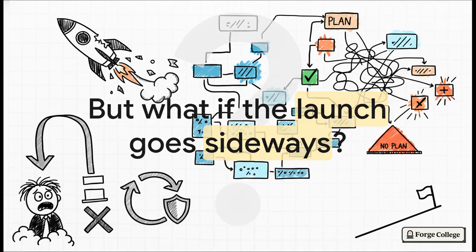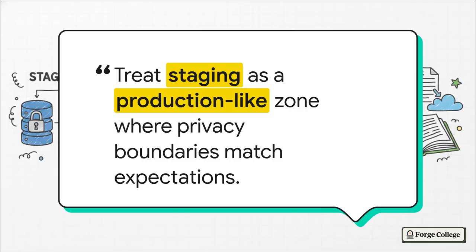That is exactly why having a solid, tested rollback and upgrade plan is totally non-negotiable. Actually, let me read this critical quote directly from the source material. Treat staging as a production-like zone where privacy boundaries and role assignments match production expectations. You see, a properly tested rollback in a staging environment that truly mirrors production is literally the only difference between a recoverable little incident and a total catastrophic mission failure.